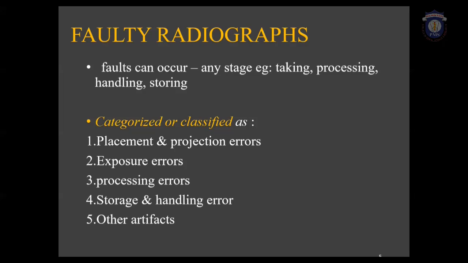So we can classify faulty radiographs as follows. Firstly, faulty radiographs can be caused due to placement or projection errors. Faulty radiographs can be caused due to exposure errors. Faulty radiographs can be caused due to processing errors, or due to storage and handling errors, or due to any other artifacts. Now we will be seeing each of these errors in detail.